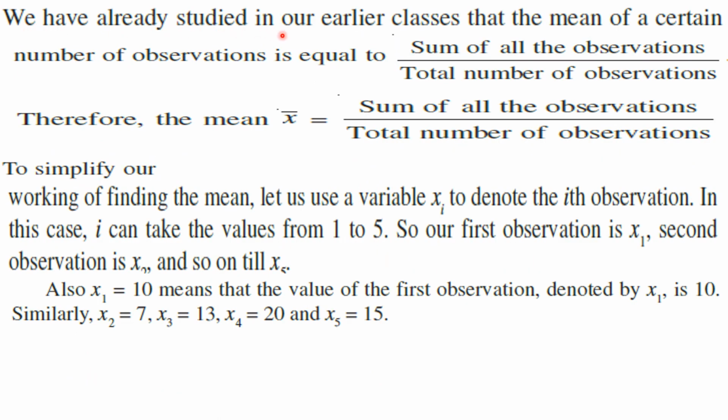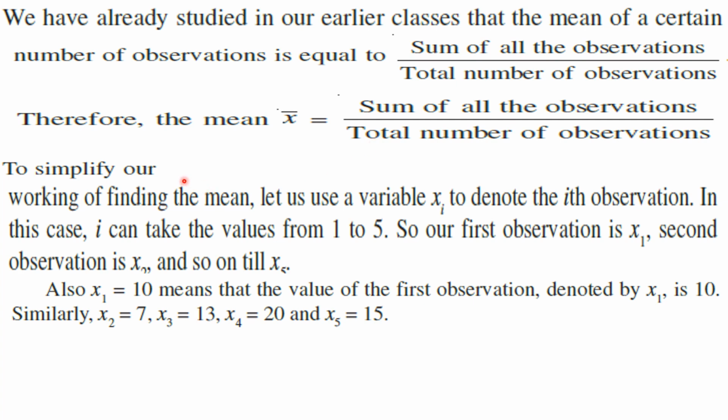We have already studied in our earlier classes that the mean of a certain number of observations is equal to the sum of all the observations divided by the total number of observations. Do you remember that point, my children? Right. Therefore, the mean X bar is equal to sum of all the observations by total number of observations. Hereafter we use this formula to find the mean of the given observations.